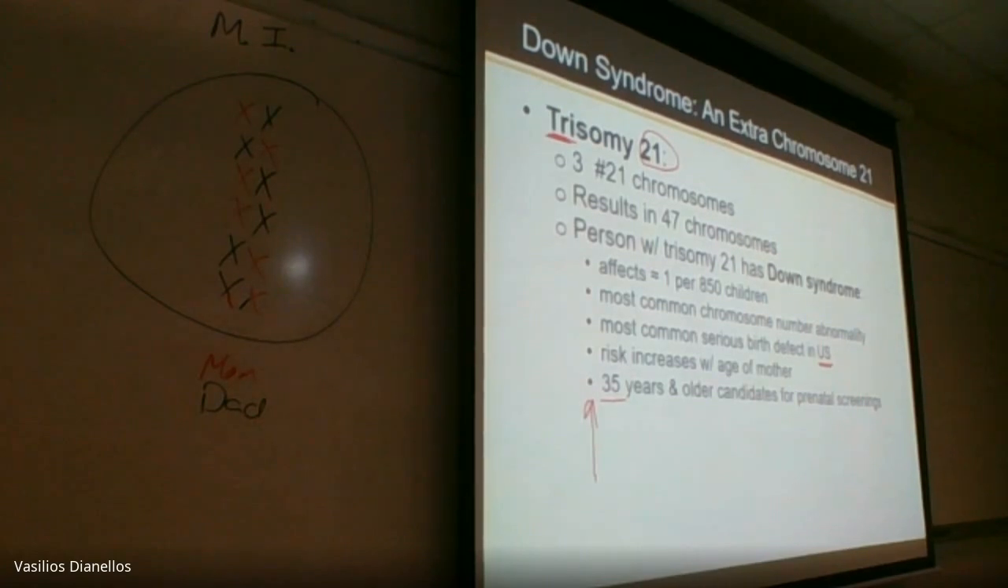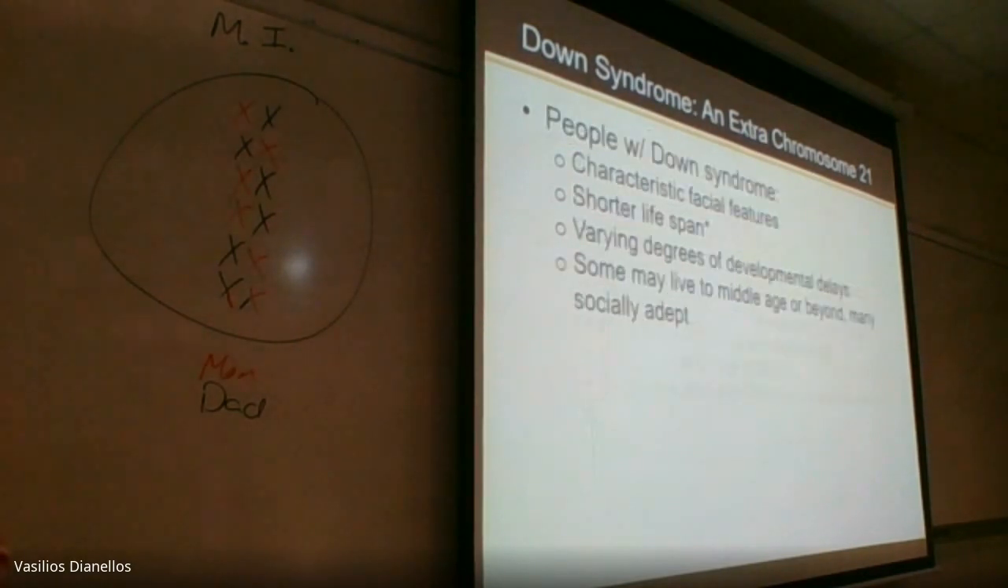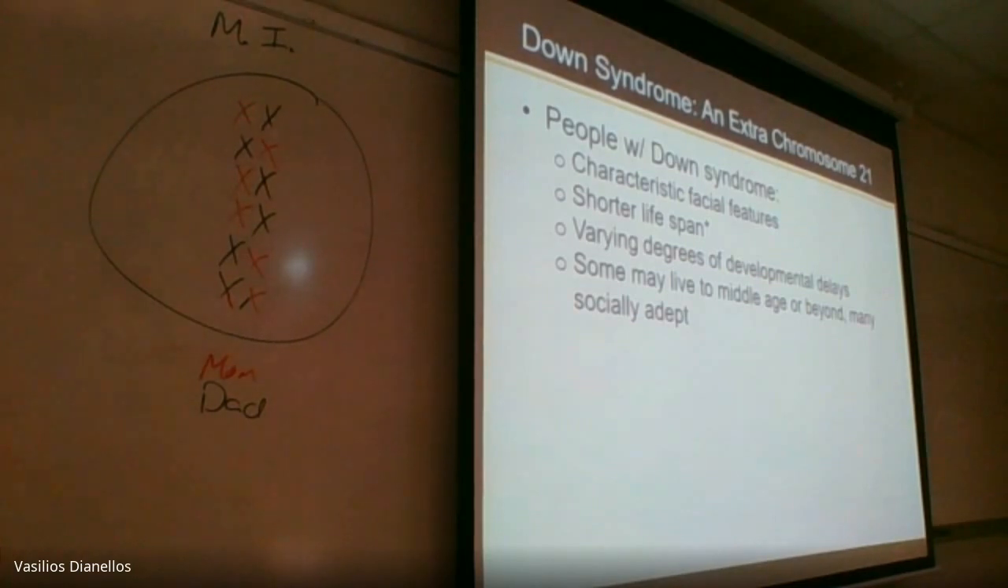Any questions about this slide? The next slide I'm going to show you gives you some characteristics of people with Down syndrome. I'm not going to ask you this on the exam either. They have characteristic facial features. I'm sure you guys have seen somebody with Down syndrome, and you can almost always tell. You look at them and say, that person has Down syndrome.